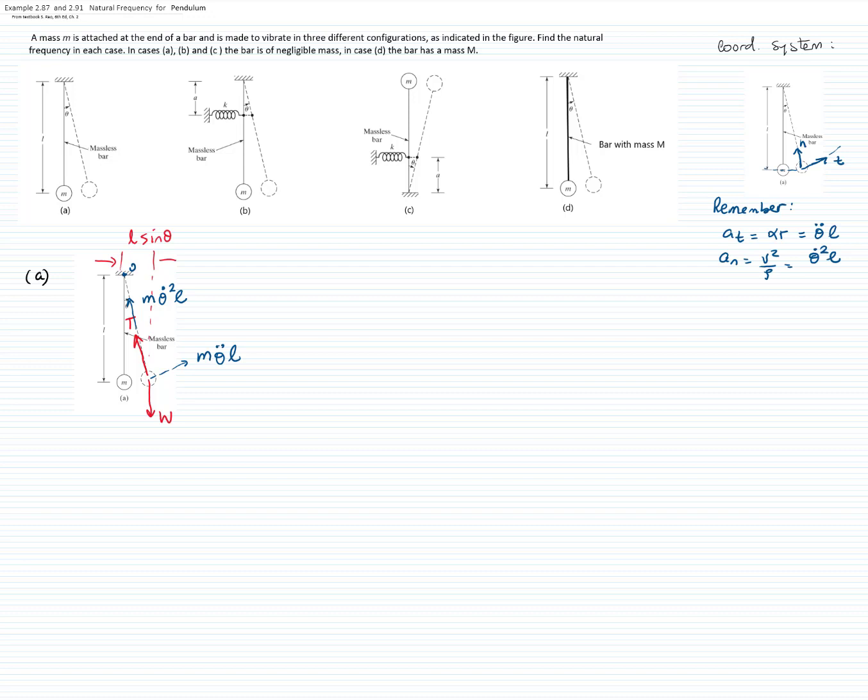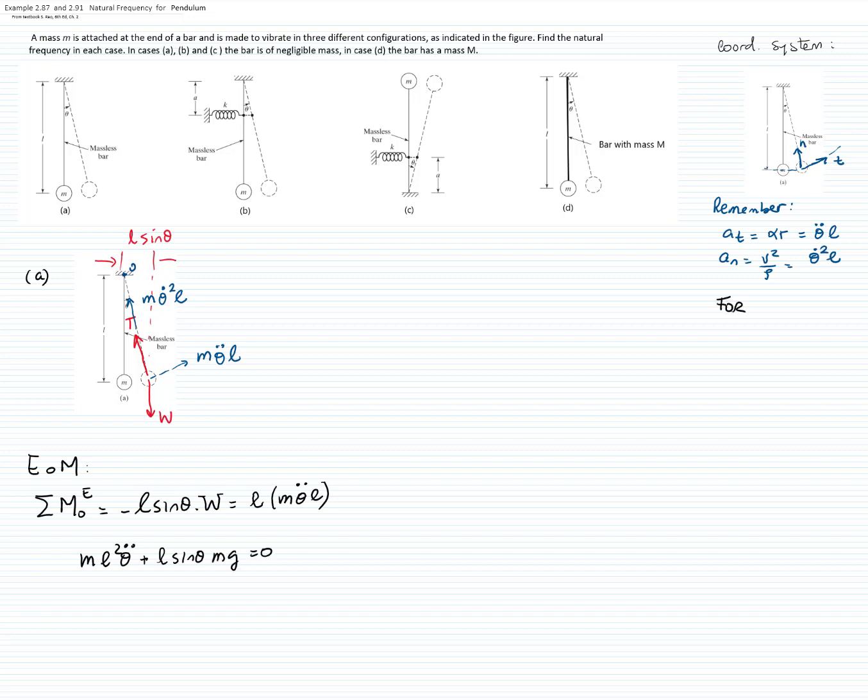Now we do our equations of motion, and we take moment with respect to point O. External moment will be equal to kinetic moment, and then the moment done by the weight will be negative the distance, which is L sine theta times the weight, and that will be equal to the moment done by the kinetic forces. The kinetic force is mass times acceleration times L, which is the perpendicular distance to that acceleration. I can write both terms on the same side of the equation, and I can cancel one of the L's.